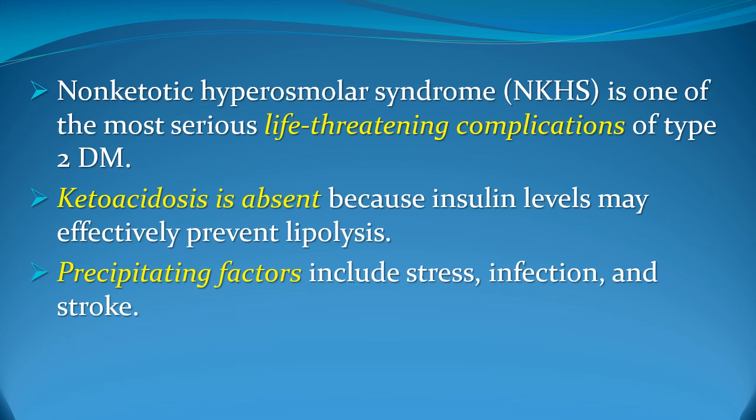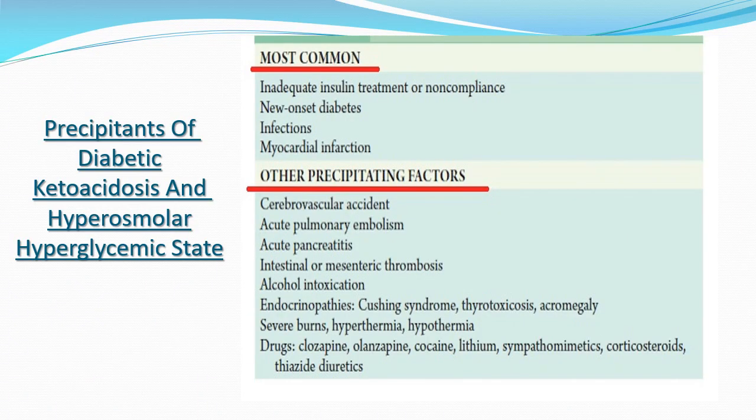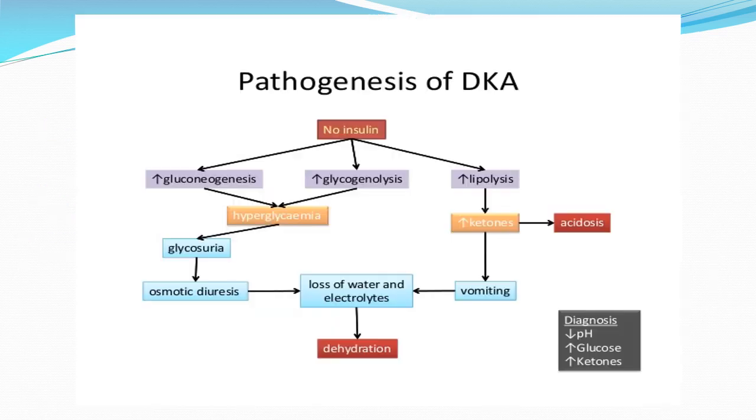But we have the same precipitating factors which can lead to hyperosmolar non-ketotic syndrome. They are the same as those precipitating factors which led to diabetic ketoacidosis. And this table shows the precipitating events which might lead to ketoacidosis or hyperosmolar syndrome. Remember that the most common are inadequate insulin treatment and infections, and these are the two most common precipitating causes for both diabetic ketoacidosis and hyperosmolar non-ketotic syndrome.